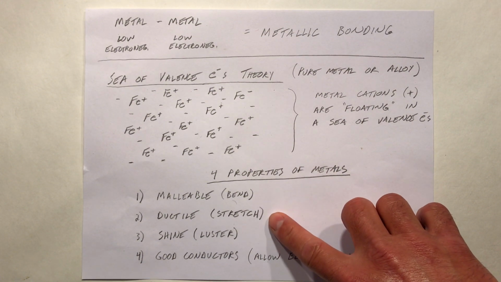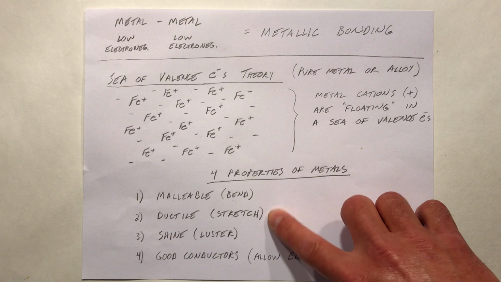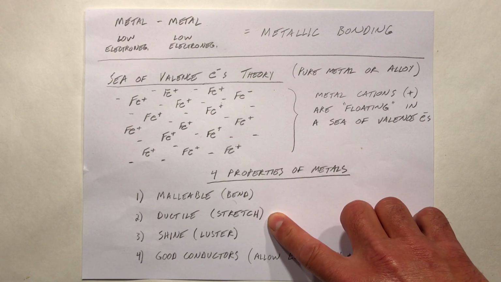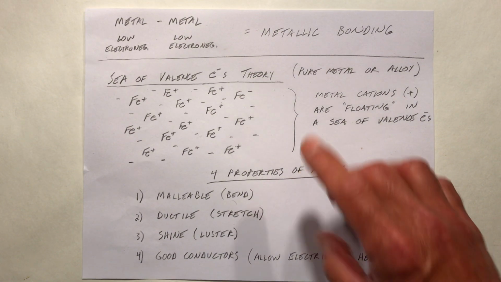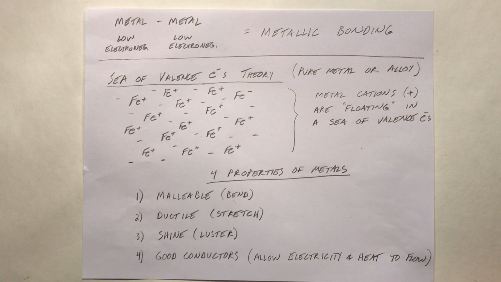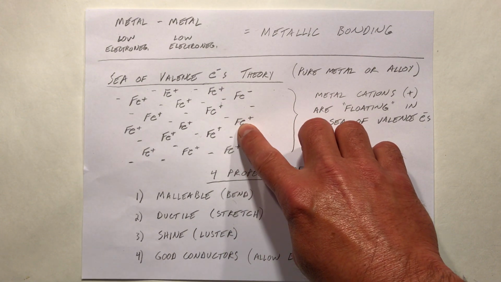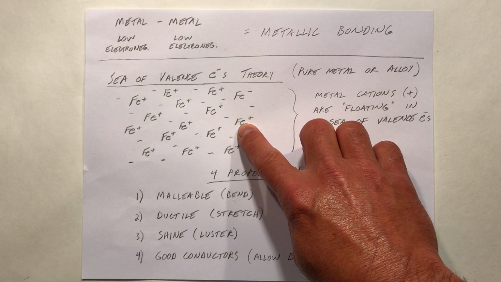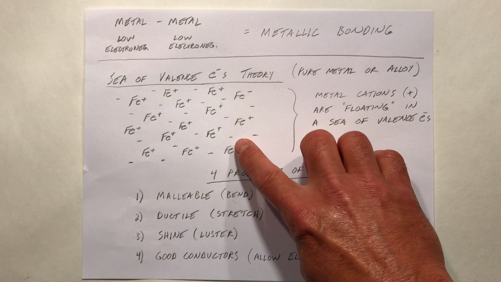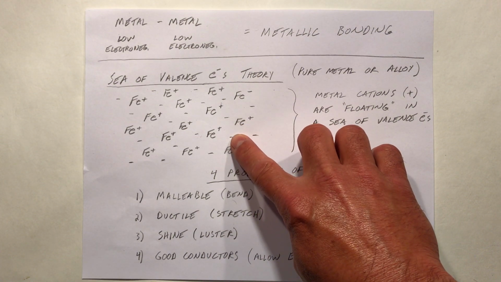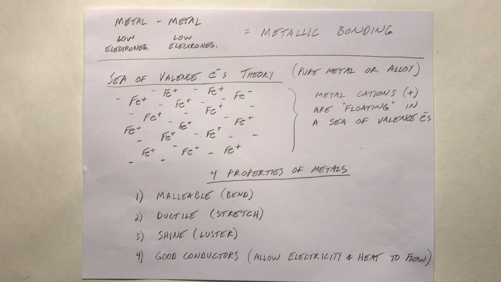Number two, metals are ductile, they stretch. And this is when we put them under stress. Imagine that we put some stress on the piece of iron at the end. What happens is the valence electrons flow between the positive ions, and they allow the positive ions to attract the electrons in between. And that keeps the iron together in one piece.